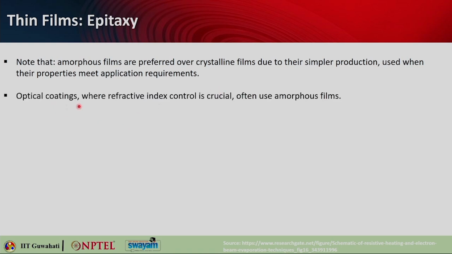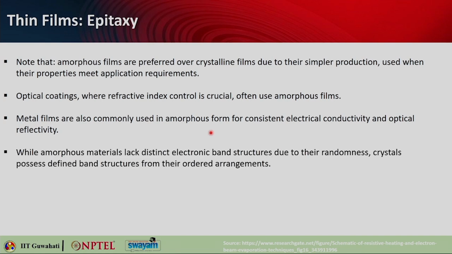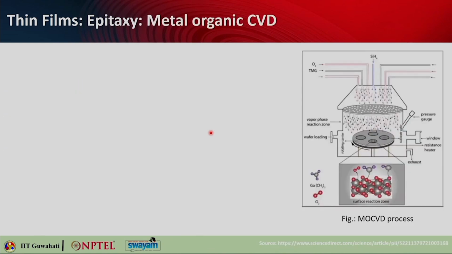Okay. Now, when we talk about the optical coatings, where the refractive index control is crucial, you actually use amorphous films. Okay, that works for you. Metal films are commonly used in amorphous form for consistent electrical conductivity and optical reflectivity. While amorphous materials lack distinct electronic band structure due to their randomness, crystals define band structure with their ordered arrangements, and crystallization can occur through annealing. Okay? But epitaxy is a more formal process for creating high quality crystalline films.